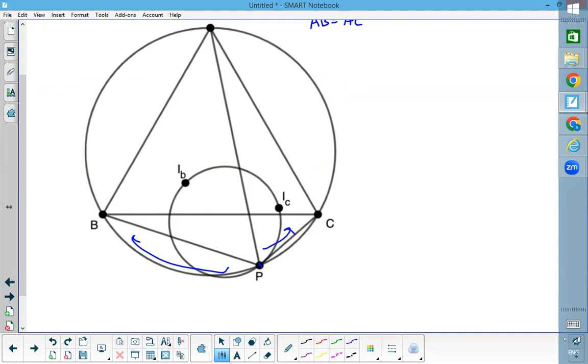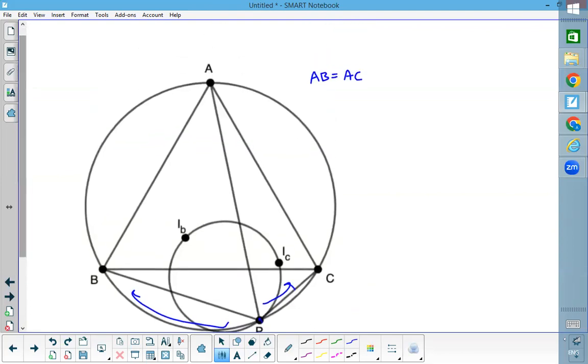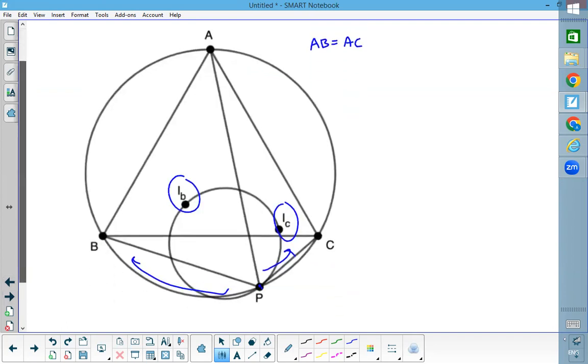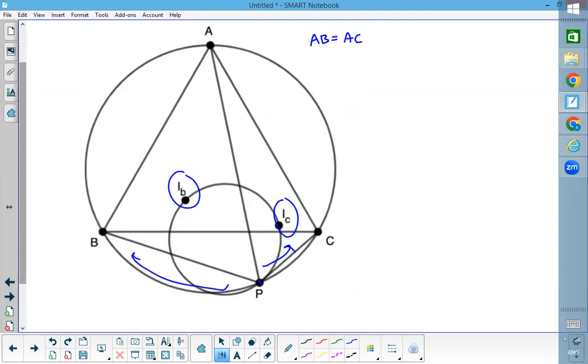And then what we do next is, here there are two triangles. Here we define IB and IC. What's IB? It's the in-centers of triangles ABP and ACP respectively. So here it is not the excenter. Like we usually label IB, IC as the centers of the excircles, but here that is not the case. Those are actually the in-centers of the two triangles. So we have IB and IC.